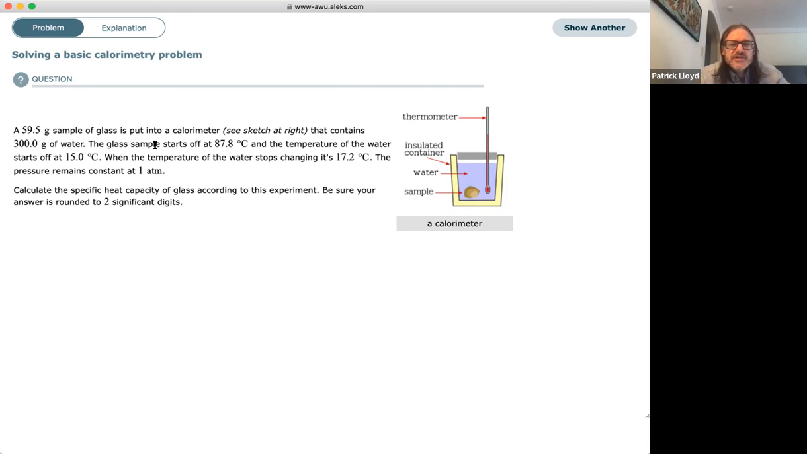Specific heat capacity. Actually, they tell you the final temperature is 17.2. Calculate the specific heat capacity of the glass, the sample. Okay, so there's your picture there. Sorry, I didn't have that up there earlier. Okay, I'm going to show you how to solve a basic calorimetry problem. There are more involved ones, but we're not going to do them in this course.